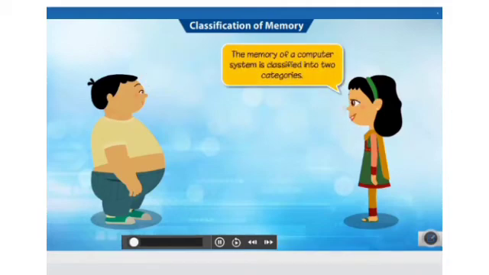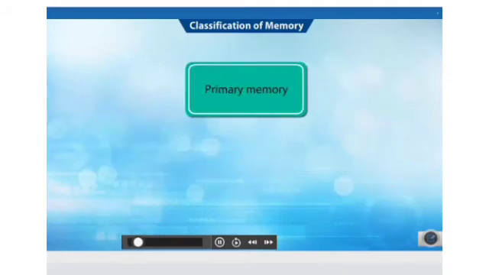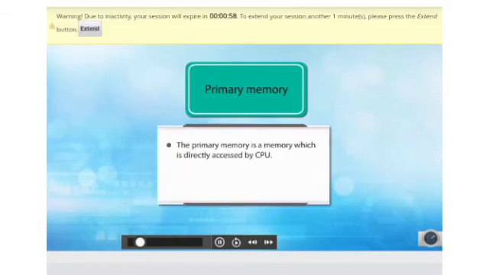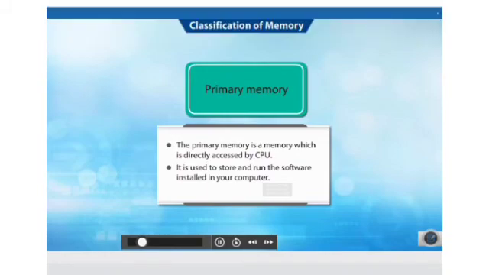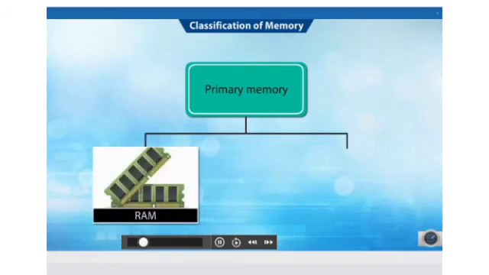There are different types of memory devices used in computers to store data. The memory of a computer system is classified into two categories: primary memory and secondary memory. The primary memory is one of the most important parts of a computer. It is memory which is directly accessed by the CPU. It can be used to store and run the software installed in your computer. Primary memory is classified into two types, RAM and ROM.